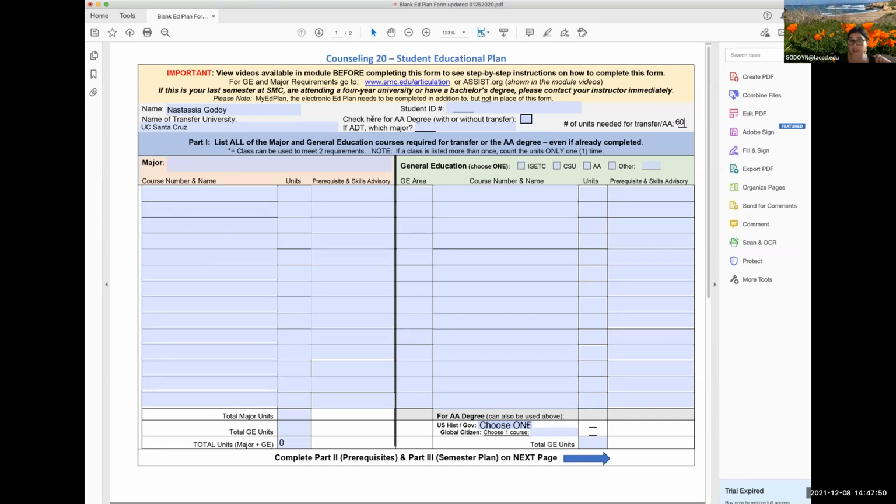And specifically, are you going to get an associate degree for transfer and which major? So say instead of UC Santa Cruz, I want to do CSUN and I want to study business administration. So I am going to get an associate degree for transfer because I want to go to CSUN. I want that transfer guarantee program. I'm going to put my major.